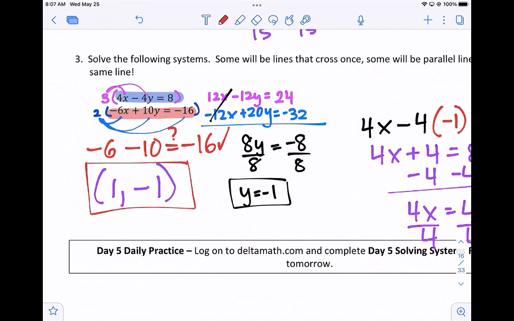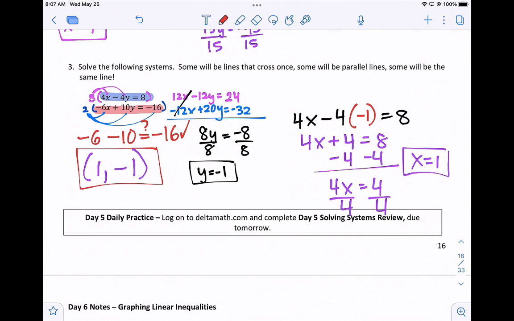In class today, we're going to play an add 'em up game to review substitution and elimination, and your assignment will be to log into Delta Math, and you'll be doing the solving systems review.